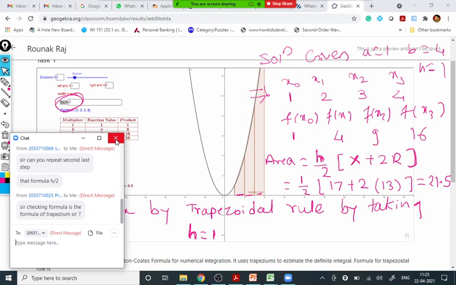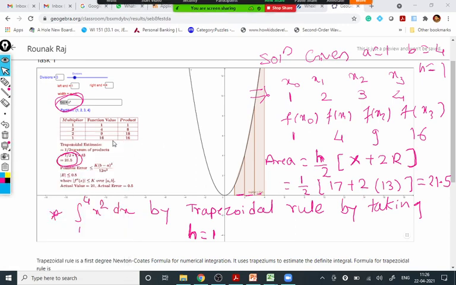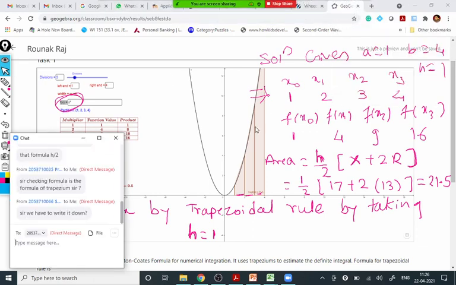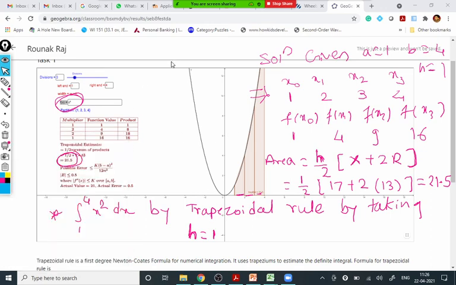The formula is the formula of the trapezium. This is the trapezoidal rule I am saying. By the trapezoidal rule, this formula is derived, but derivation is not there, so directly you have to remember the formula. No need to write this. It is just for your understanding. I'm showing you one example here. Other questions we are going to do.